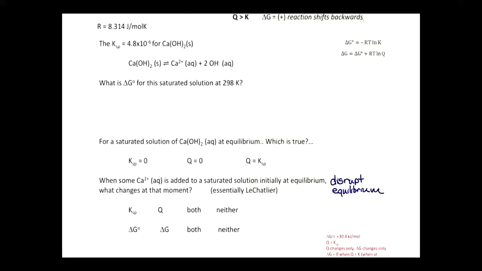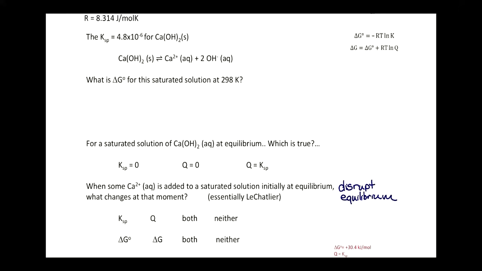Okay, so let's do an example. So I give you the KSP for calcium hydroxide. Remember, this KSP represents a chemical equilibrium. Calcium hydroxide solid gives you calcium 2+ and 2 hydroxides. We know that KSP for this reaction equals the calcium 2+ concentration times the hydroxide concentration, but it's squared.